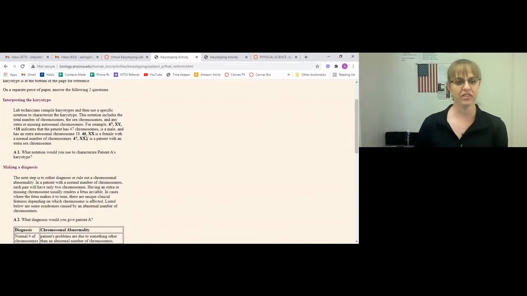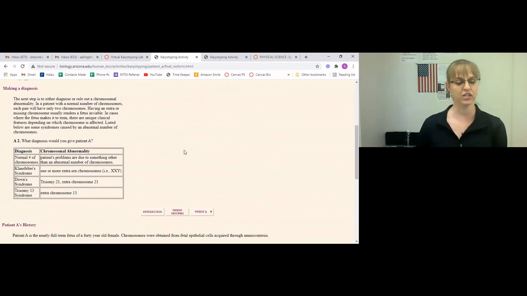If there is a problem with the sex chromosomes, for example, this is a person with an extra sex chromosome: 47 showing the extra chromosome, XXY, showing it's an extra X chromosome. And don't worry about plus or minus because the X and Y's already showed which one. Oh, you have an extra X.